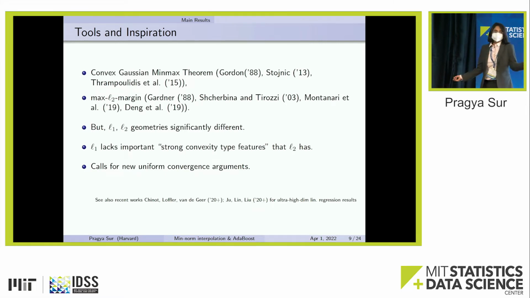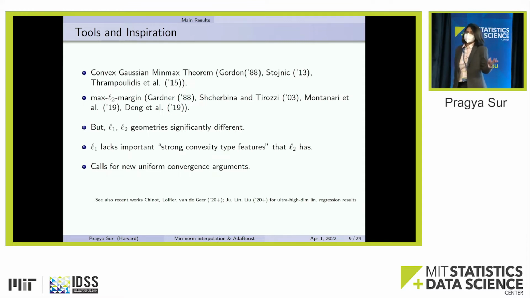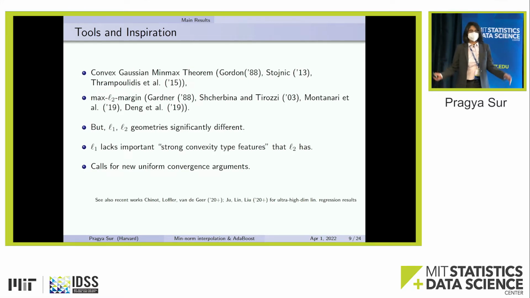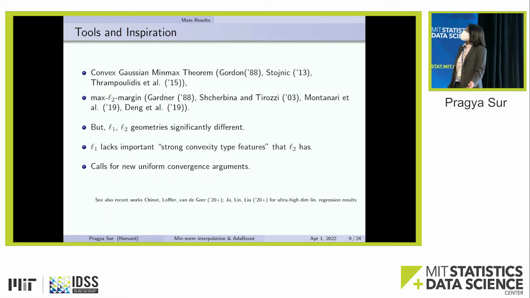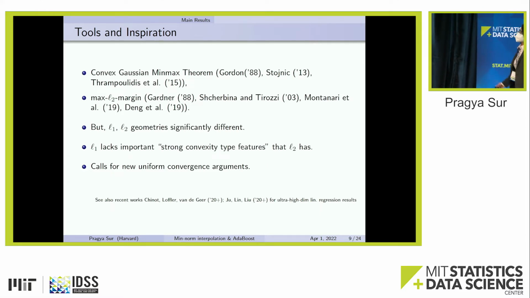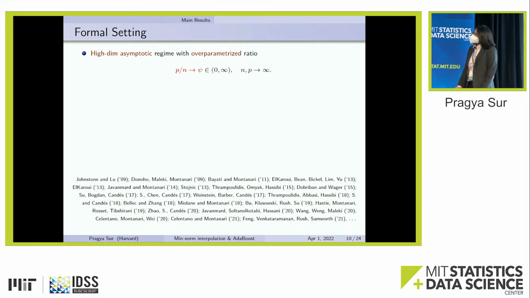L2 margin is very important because we know that gradient descent in certain settings converges to the min L2 norm interpolator. But L2 and L1 geometries are very different. For those of you who have worked on statistics questions, if you have a result for ridge regression, you can't directly transport that and say something about the lasso, because the L1 penalty looks very different from the L2 penalty. That is the same challenge here. The L1 geometry lacks strong convexity type features. So there is lots of non-trivial work you need to do even to make this jump from L2 to other geometries. That's something that we do. I'll be a bit fast in the next slide.